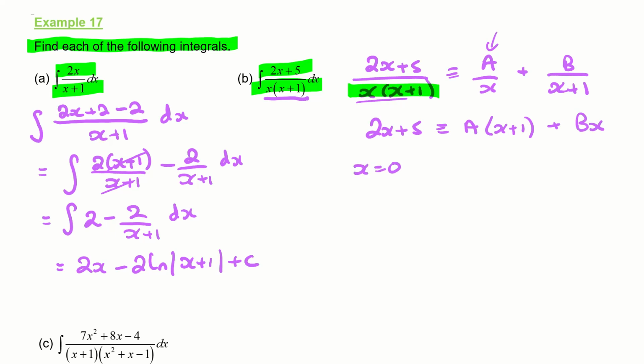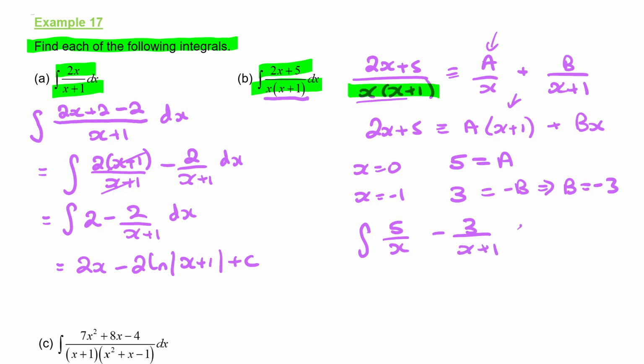So if we take x is equal to 0, we get 5 is equal to A. If we take x is equal to -1, then what we get is that 3 equals, remember this term will now disappear, and it will be -B, which means that B is -3. So we're now integrating 5 over x, take away 3 over x plus 1, and that's going to give us 5 ln mod x, take away 3 ln mod x plus 1 plus a constant.